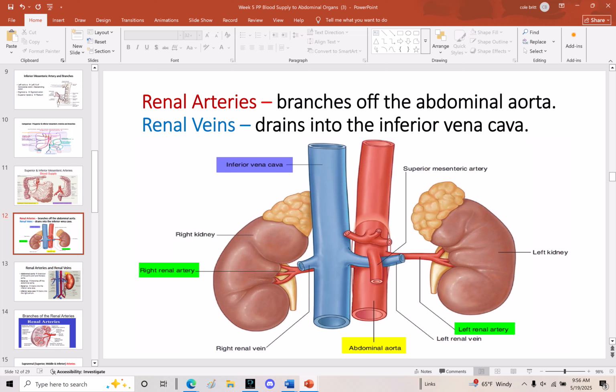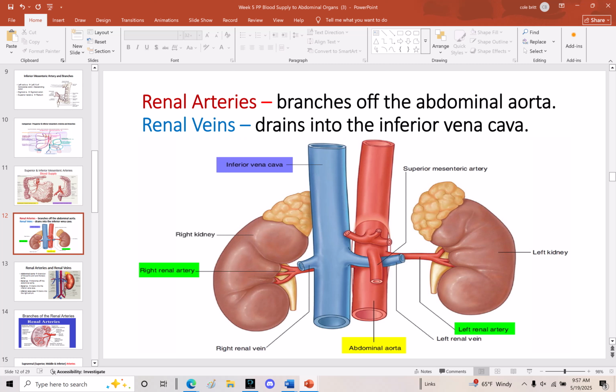Now at this point, I haven't really talked about veins. We've got veins, but in the abdomen, you have two sets of veins. You have veins draining into the inferior vena cava. And then you have veins making up what's called the portal system.